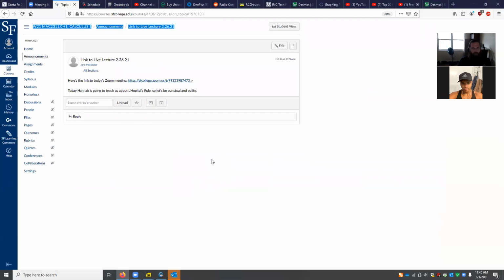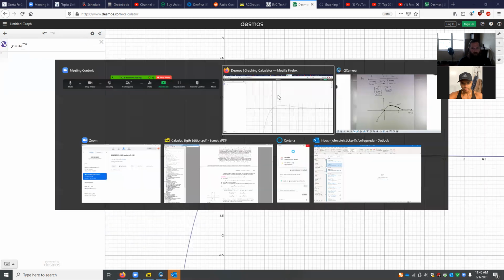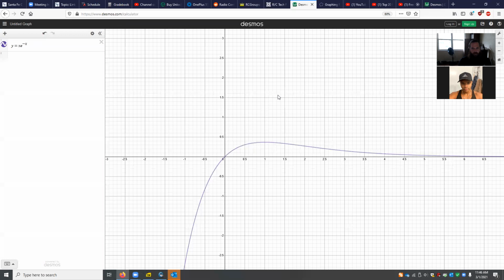See what Desmos does by plotting thousands and thousands of points. y equals x times e raised to the negative x. Boom. Oh shit. Look at that. This is not half bad, is it? Where's my max? It's at 1 comma e to the negative 1, right? Look at that. There's your max. Found it. Where's your inflection point? It's at 2 comma 2e to the negative 2. Boom. Look at that. There's your inflection point.